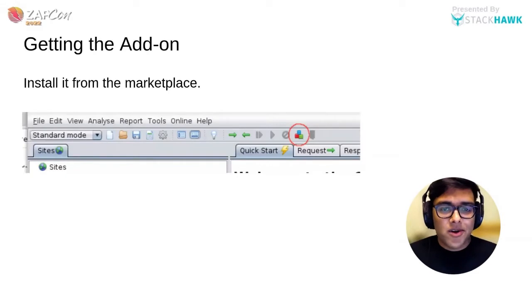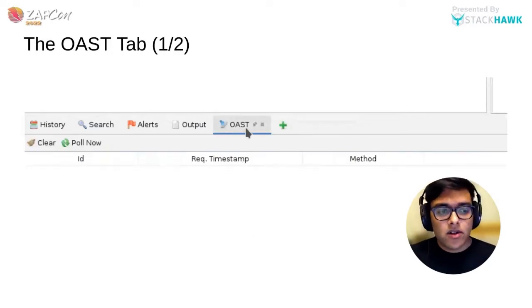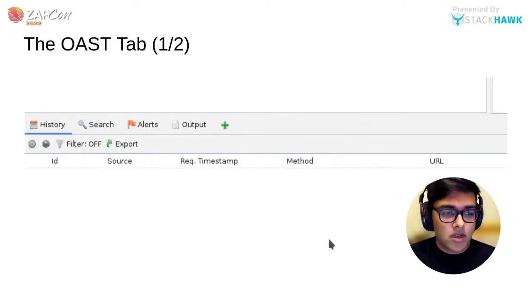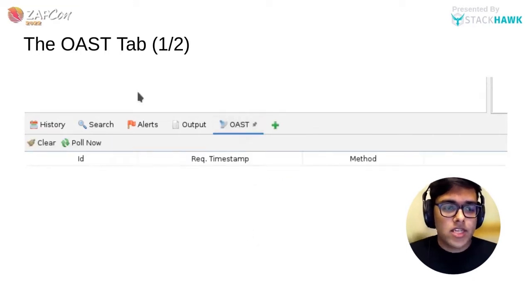Before we talk about the OAST add-on for ZAP, you need to have it installed. It's available on the marketplace, and you can go to the ZAP marketplace and install it from there. When you install the add-on, some elements are added to the ZAP GUI.